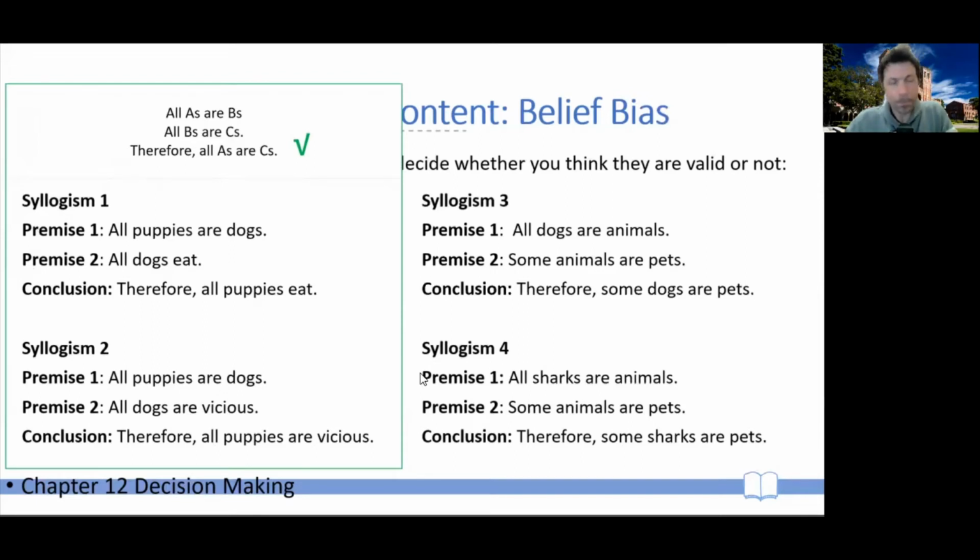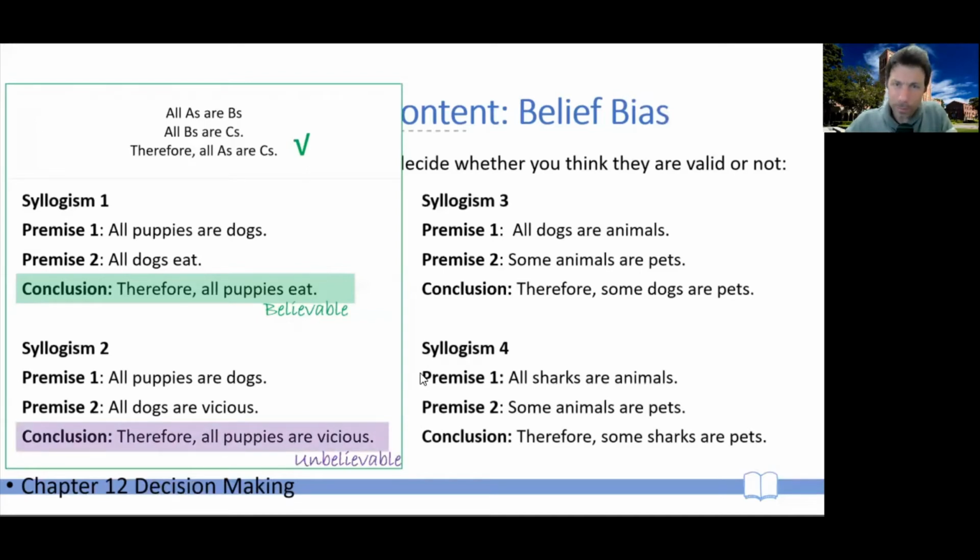And what's happening is that although both are valid, the conclusion of syllogism number 1 is highly believable. I mean, puppies eat, of course they do, right? Highly believable. It's true. The conclusion of syllogism number 2, on the other hand, is highly non-believable, right? Puppies don't tend to be vicious. And somehow, just because the truth value of the conclusion is false, people sometimes mistakenly identify this valid argument as invalid.